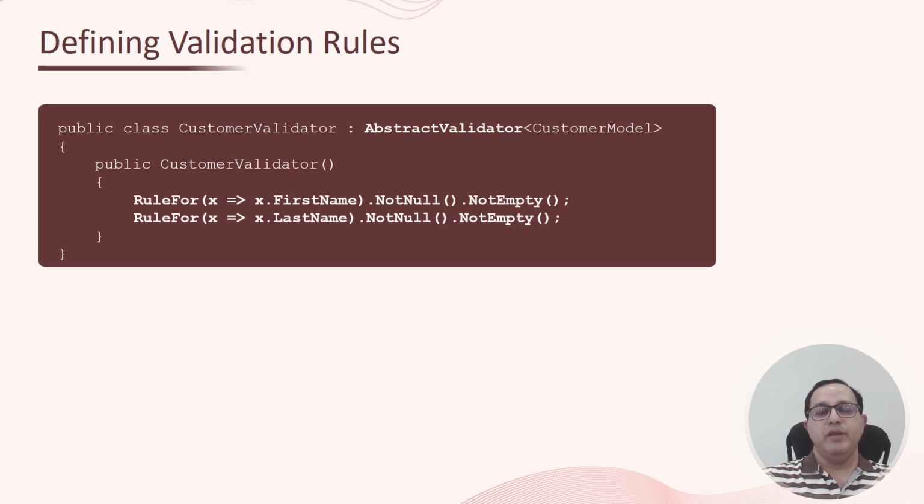The NotNull validator ensures that the value of the property is not null, and the NotEmpty validator ensures that the value of the property is not null, an empty string, or a white space.